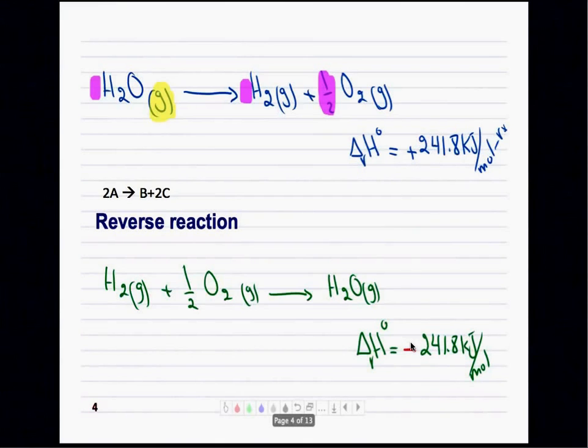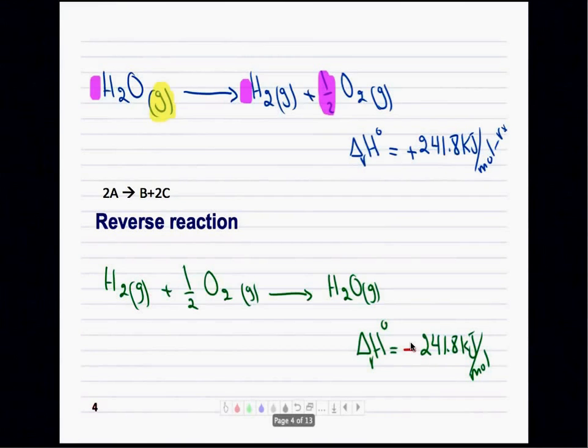And this is a rule of thumb. For any reaction, if you reverse it, the delta H is the same amount, but the sign is different. If this reaction is endothermic, its reverse is exothermic. If the reaction is exothermic, its reverse is going to be endothermic. But the amount of heat released or needed is the same. It's the same amount, 241.8. And this is the first rule when we're dealing with Hess's law. If I reverse a reaction, I'm only going to reverse the sign. Does that make sense? Okay, very good.